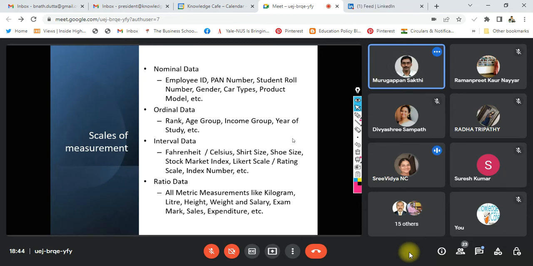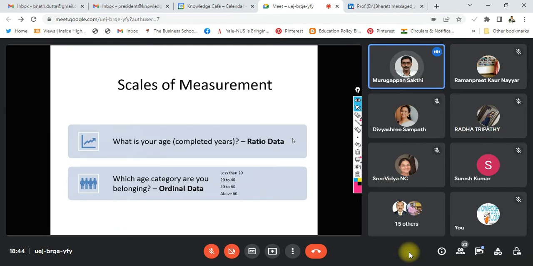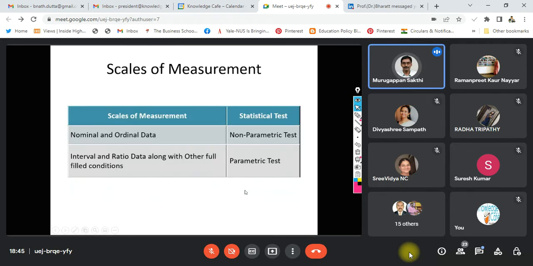Yes, sir. Right. Now, this is the same one I have asked and demonstrated also. If you ask, what is your age? It will fall under the category of ratio data. If you ask, in which age category are you falling? It will fall under the category of ordinal data.